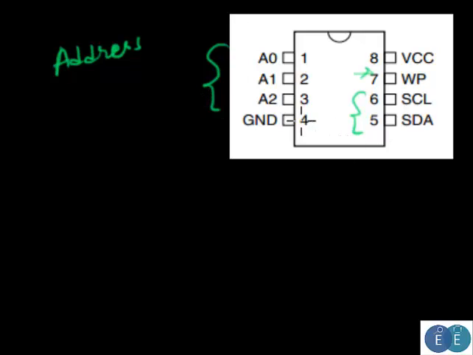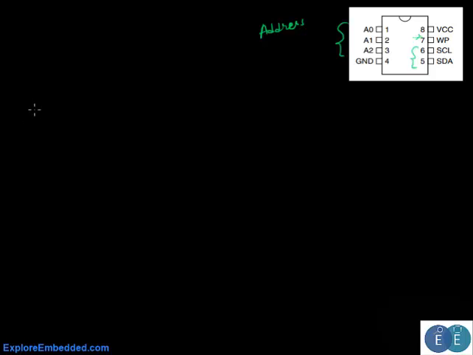Now we'll discuss the address lines in a little detail later. Before we do that, we'll have to continue our discussion on the memory arrangement or the memory addressing. Now let us start with the 2401. So this is the IC number, AT24C01. Now this has memory of 1 kilobit. Now this is all in bits, not in bytes.